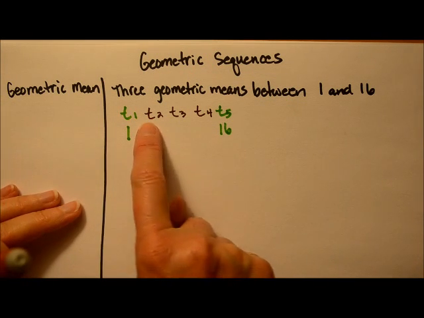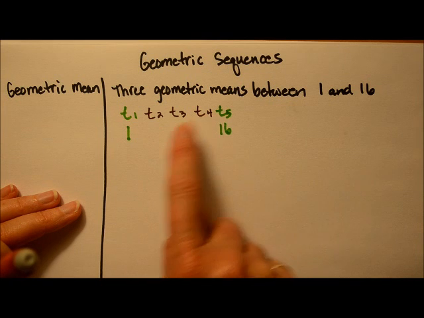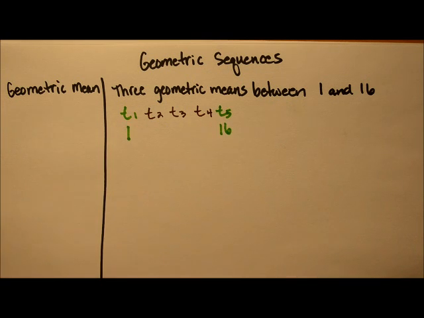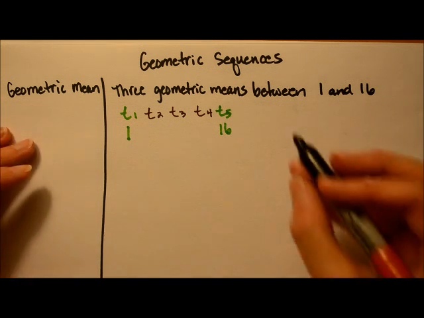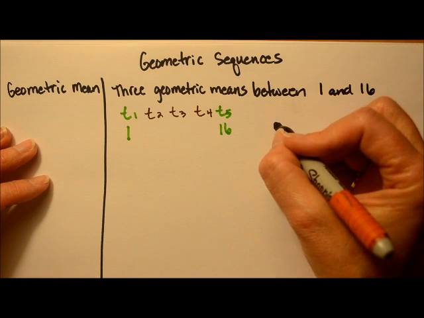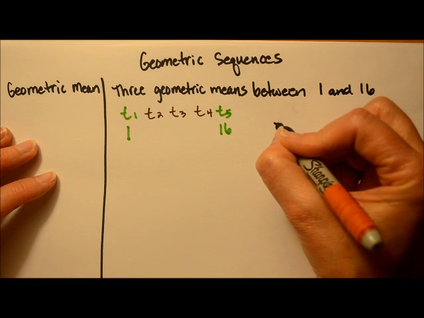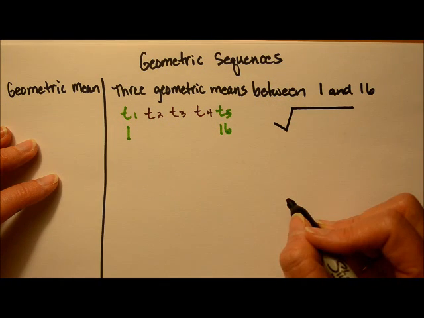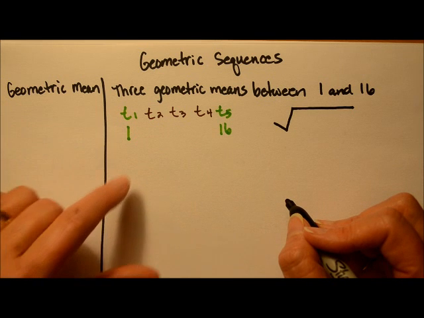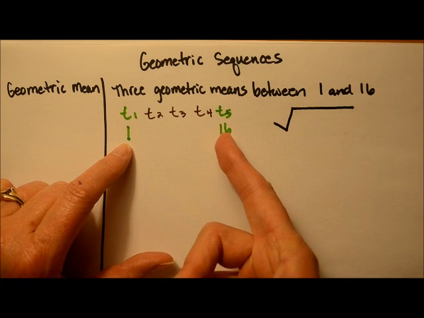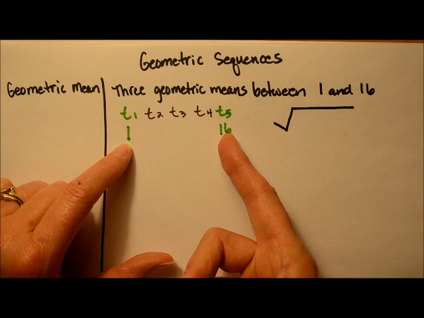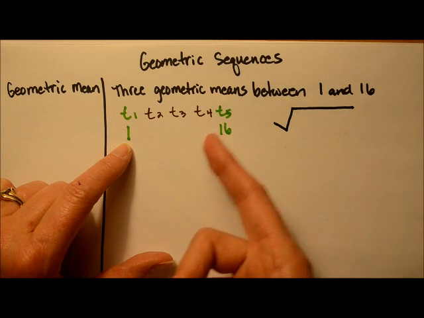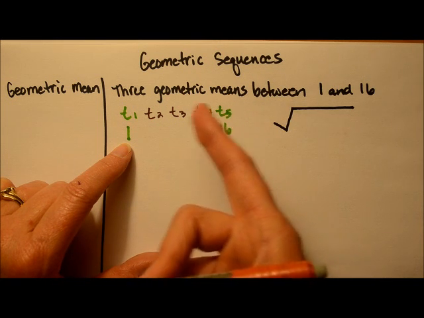Alright, so I have to find those 3 between 1 and 16. Well, this is all you have to do. And this works every time. I'm going to use this square root of my last term that I'm given over, so the bigger term I'm given over the smaller term I'm given.